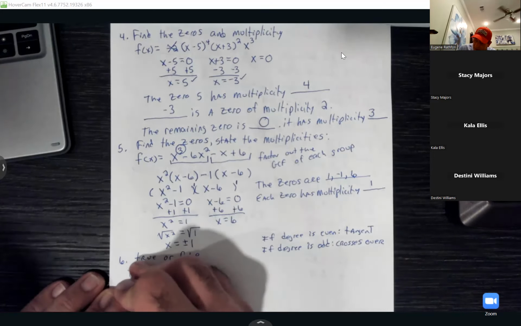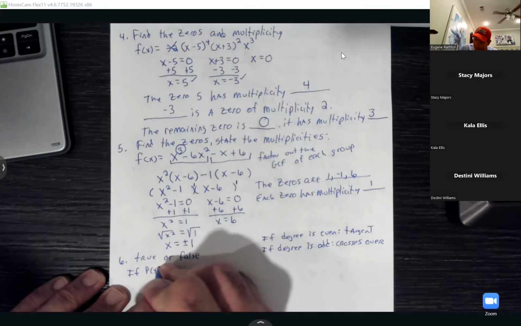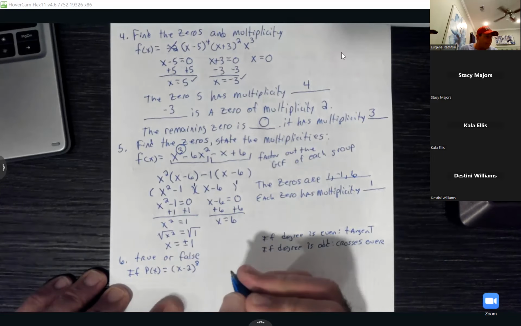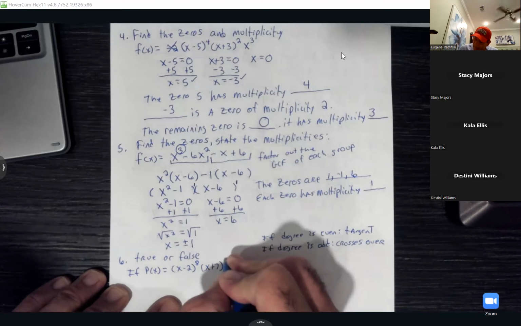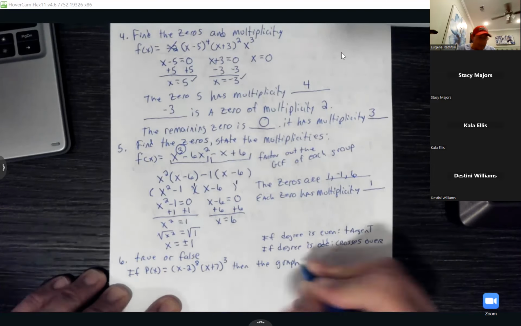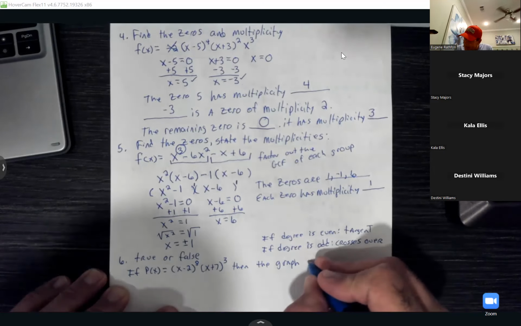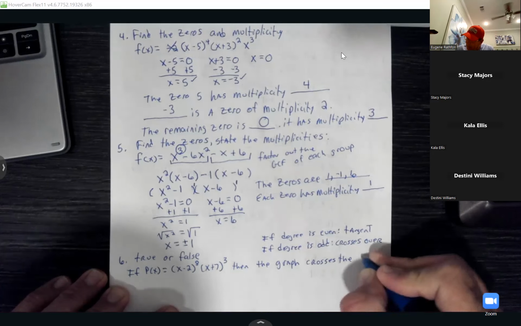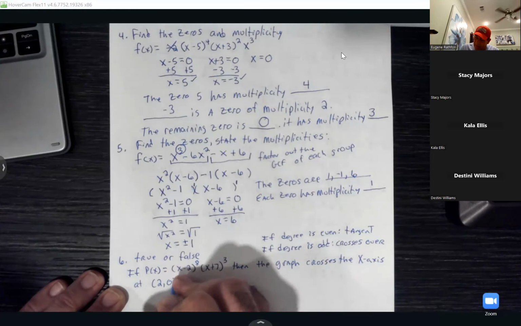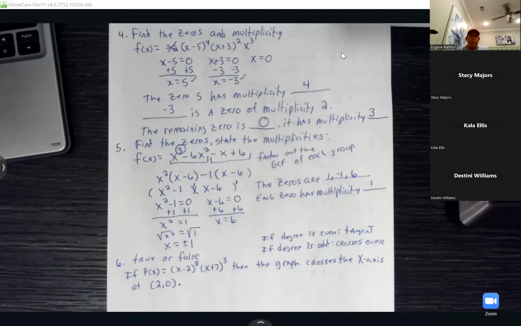So now here's the question. If P of X equals x minus 2 to the 8th, x plus 7 to the 3rd, then the graph crosses the x-axis at the point 2, 0. So I want to know if that is true or false. At the 0 of 2, or the x-axis at 2, 0, is this graph going to cross over or is it going to be tangent?